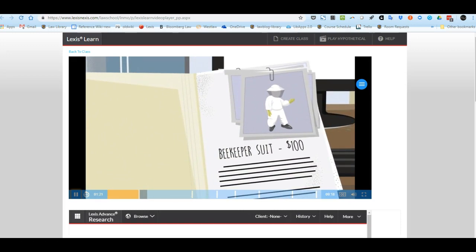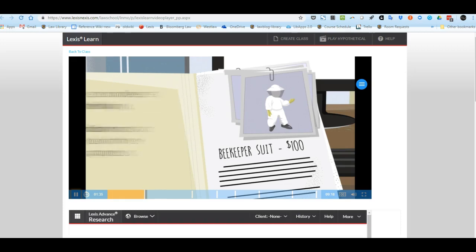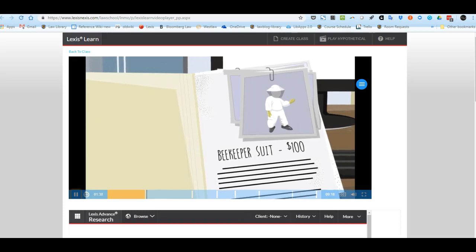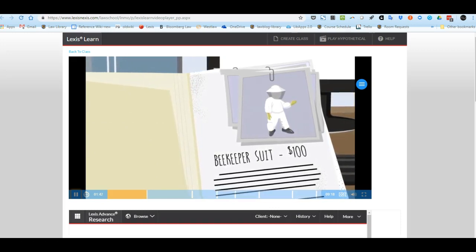You've determined that Mr. Thompson's theft of the beekeeper suit should be considered a violent felony, and that classification must be included in the charging papers to preserve it for sentencing based on a holding in the Seventh Circuit case, United States v. House. However, House isn't from your circuit, so you don't want to rely on it as controlling authority in your case against Mr. Thompson.